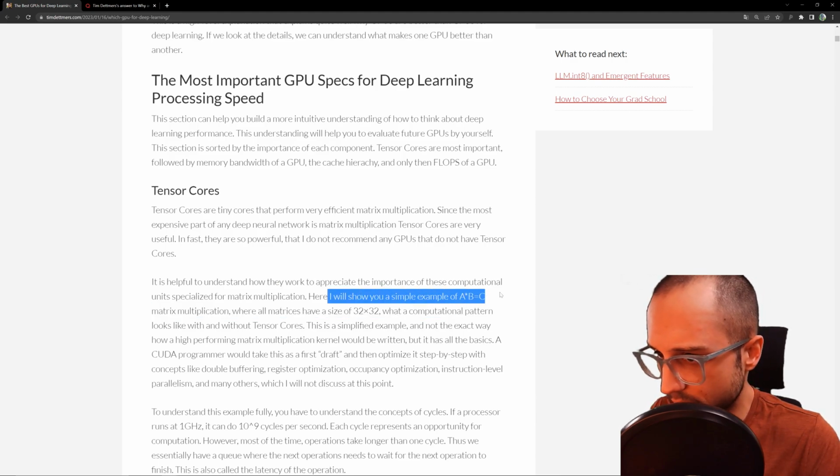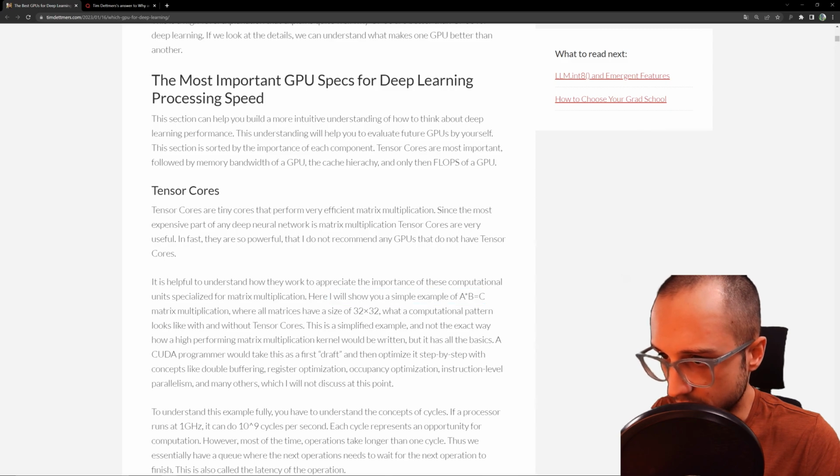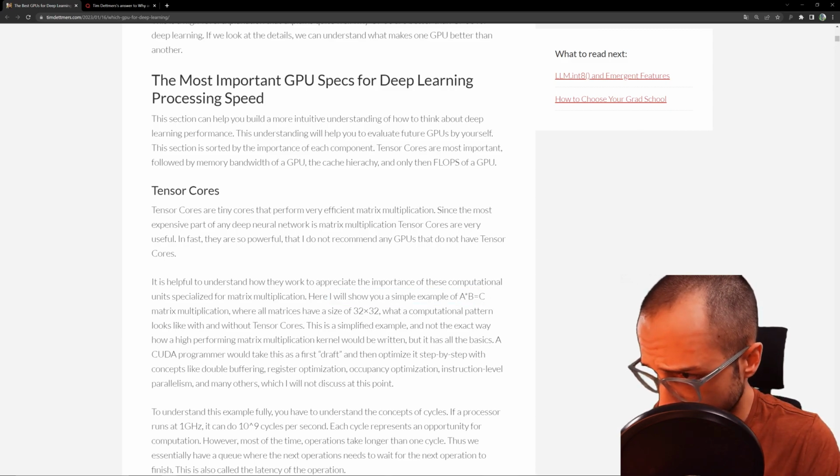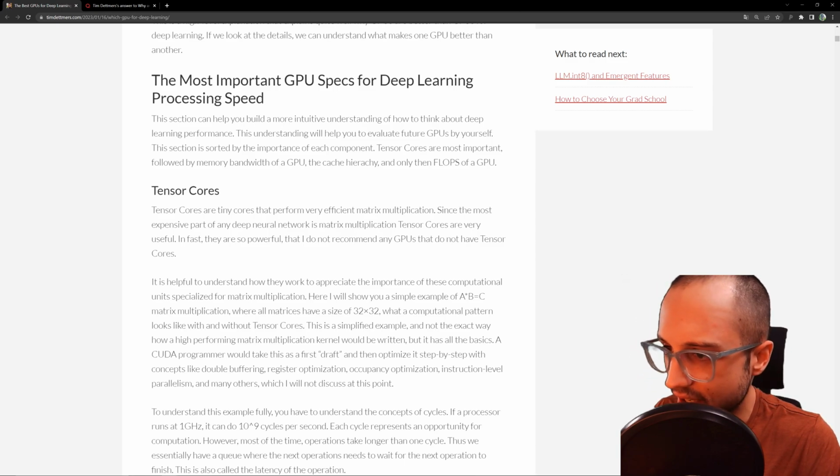Here I will show you a simple example of A times B equals C. So he's multiplying two matrices here, A and B, to get a third matrix, C. Matrices have size 32 by 32. And tensor is just a mathematical term for an n-dimensional matrix, if you want to think of it that way.